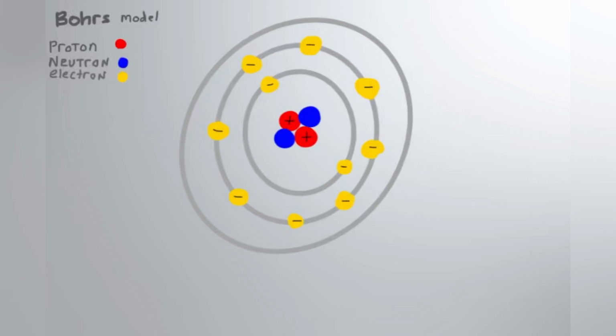In the nucleus, there are protons and neutrons, and electrons. The protons are represented by the red, the neutrons are the blue. The electrons orbit the nucleus that is made up of the protons and neutrons. They orbit the nucleus the same way that the moon orbits the Earth, or the Earth orbits the sun. And the number of protons in the nucleus of an atom determines what element it is.